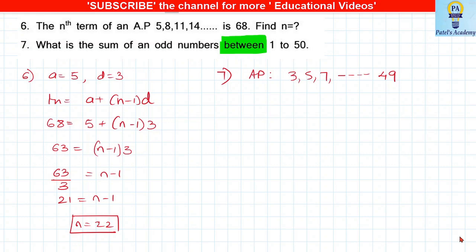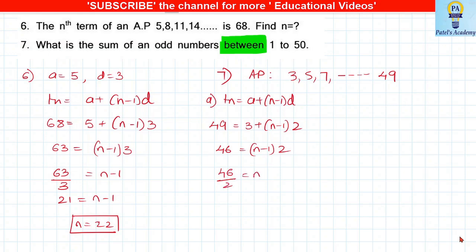So this sum again will be divided into two parts. The first part is you have to find n. So the formula is Tn equals a plus (n minus 1)d. So Tn is 49. So that is 3 plus (n minus 1), d is 2. So 3 will shift here, it will be 46 equals (n minus 1) into 2. 46 upon 2 equals n minus 1. 23 equals n minus 1. We get n equals 24. This is the first step. We got the value of n as 24.